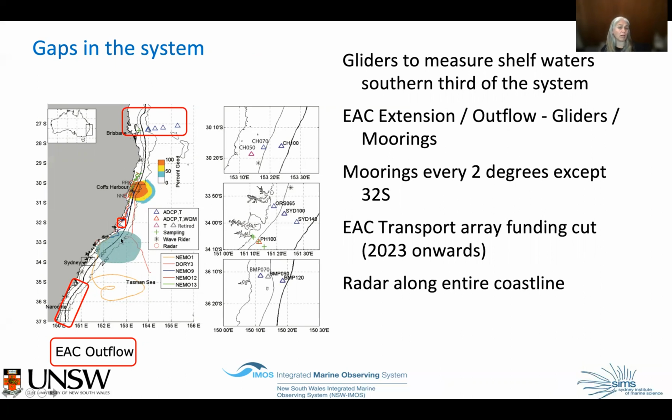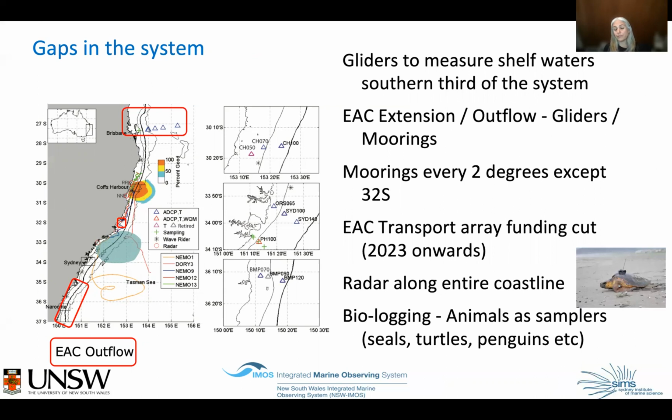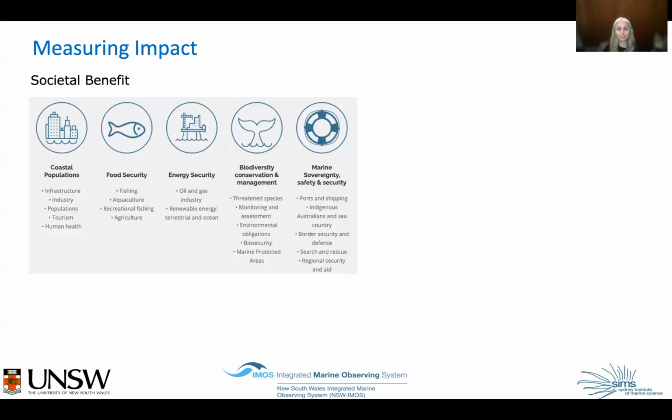Of course, we'd love radar along the whole coastline. That may or may not be feasible in the near future, but the observation impact studies have shown the value of radar data, particularly where the eddy shedding occurs and is a very dynamic region. And finally, biologging could be improved in the system using animals as samplers. We have penguins in the south of the system and we have turtles in the north of the system. Taking advantage of these animals would really help improve our observations of temperature and salinity in the region.